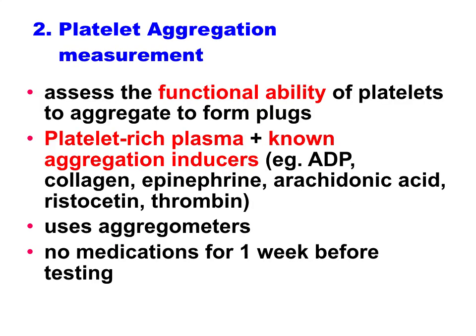We can also test for specific function like platelet aggregation. We can measure that. This would assess the functional ability of the platelets to aggregate to form plugs. The setup would require plasma coming from the patient, of course, and we have commercially prepared known aggregation inducers like ADP, collagen, and the rest. And this one requires a machine known as an aggregometer.